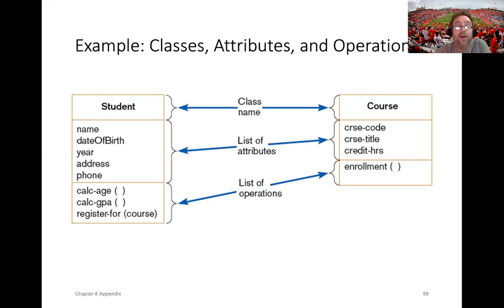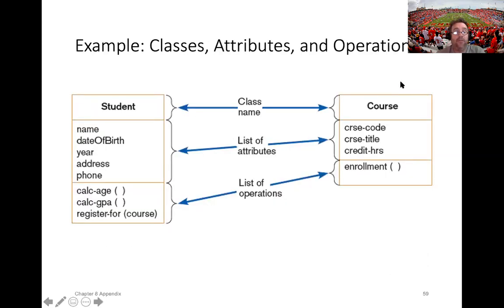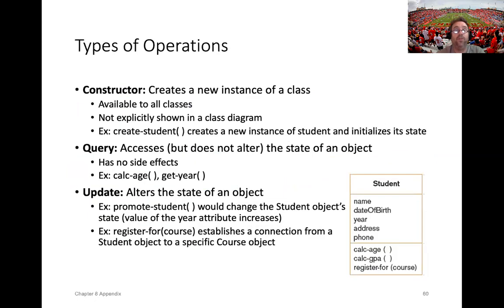And these are operations that we can run, whether it's between an object in one object class and an object in another object class, or between two or multiple objects within a single object class. We have different types of operations. So we have calc age, calc GPA, and register for course. These are some examples. What are the different types?